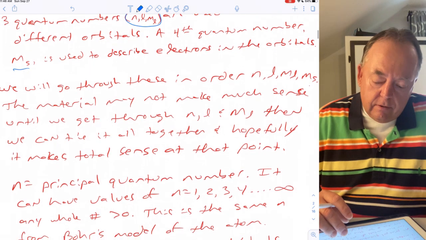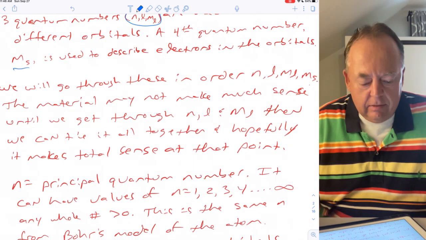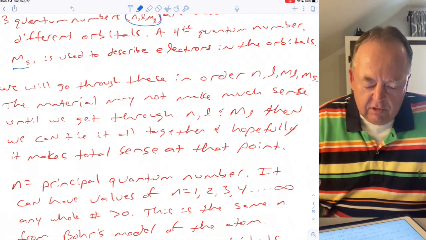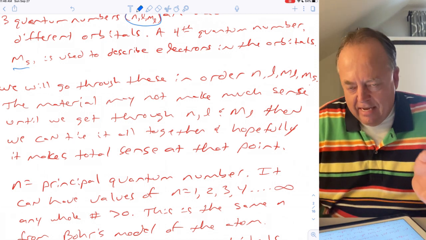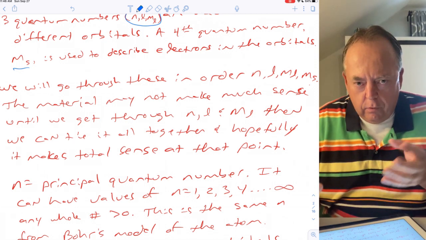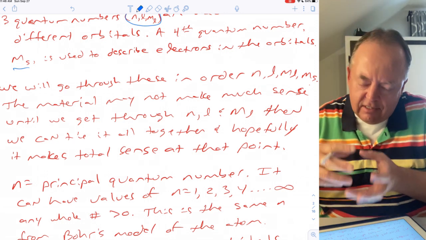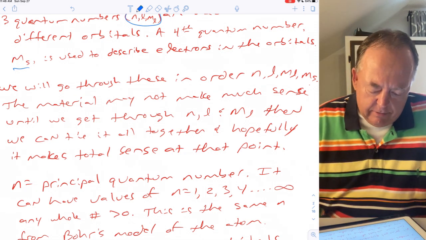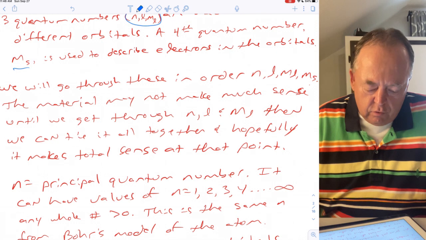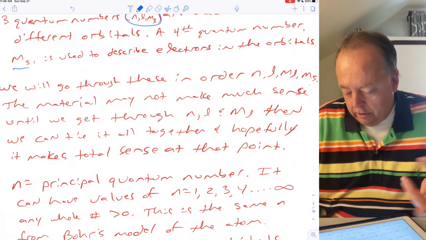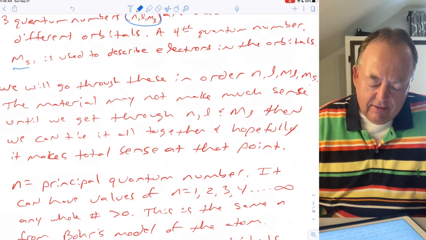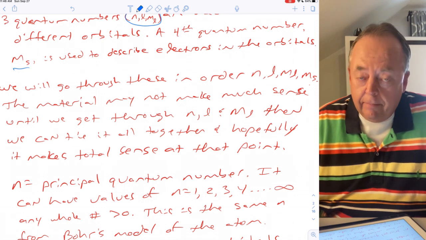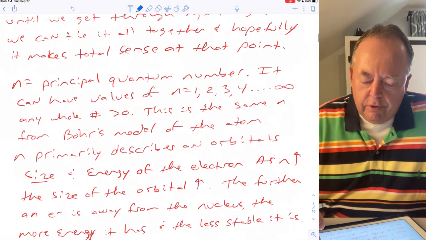Okay, so we're going to go through these quantum numbers in order, N and then L and then M sub L and then M sub S. And so if you haven't seen this before, the material may not make much sense. It's pretty abstract until we get through N, L, and M sub L. Then at that point we can start tying things together, and hopefully it makes crystal clear sense at that point. But as we go through it, it may not make a whole lot of sense. The material is not difficult. Once you wrap your mind around it, it's really trivial stuff to understand. If you wanted to do the math behind it, that's really complex. But just to understand quantum numbers and the pictures graphically involved is pretty simple. But it's pretty abstract as we go through it.